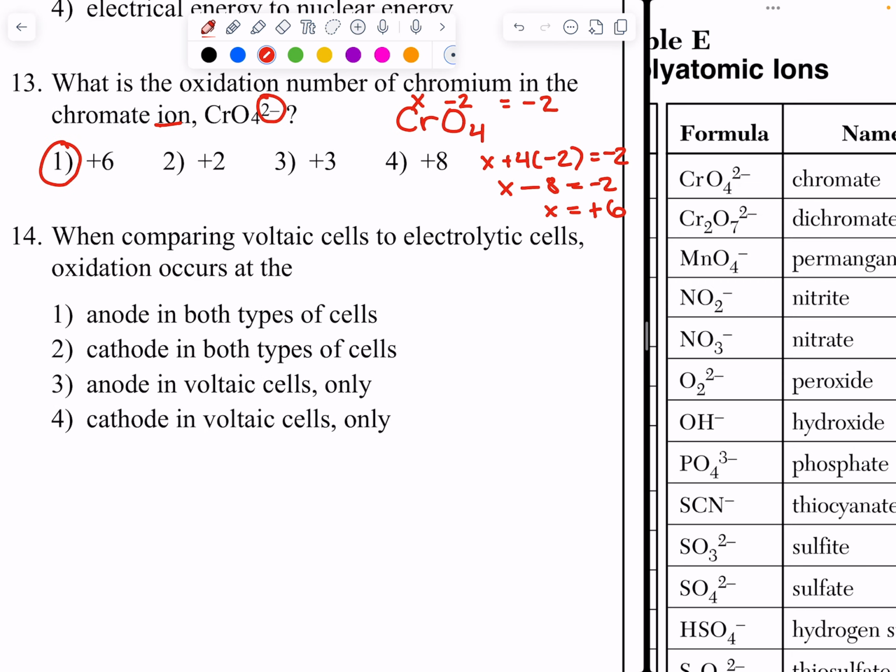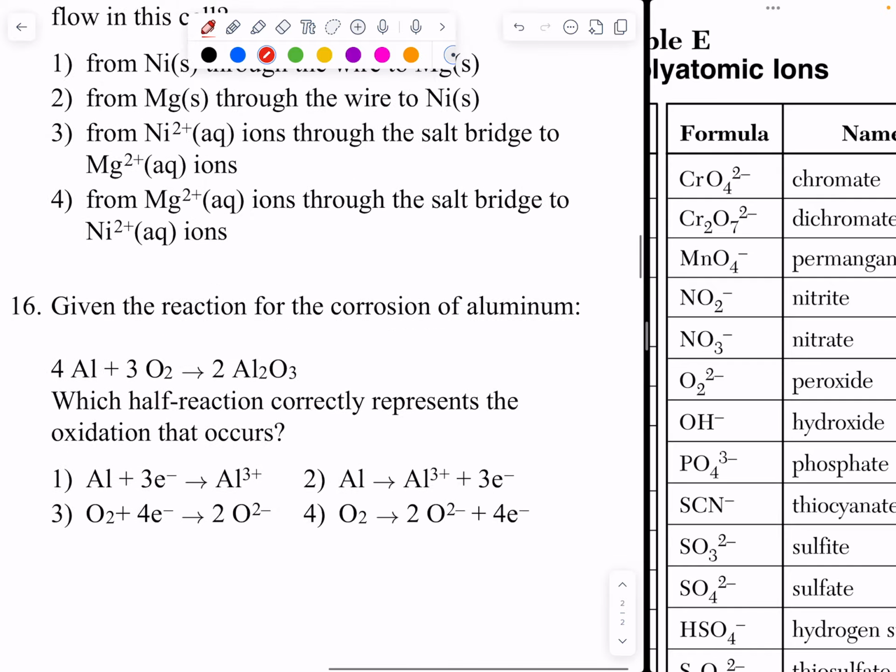When comparing voltaic cells to electrolytic cells, oxidation and reduction occur at the same places. An ox, red cat. Oxidation occurs at the anode, reduction occurs at the cathode. So oxidation will occur at the anode in both types of cells. It's the same for both.